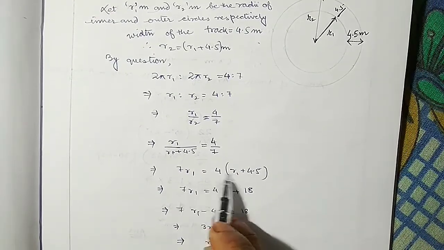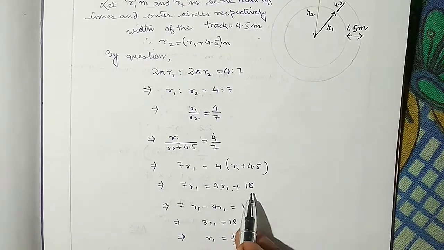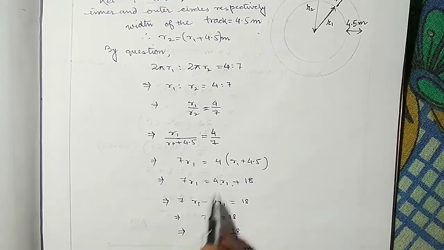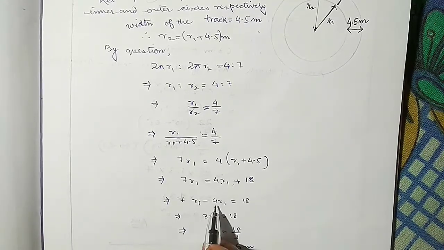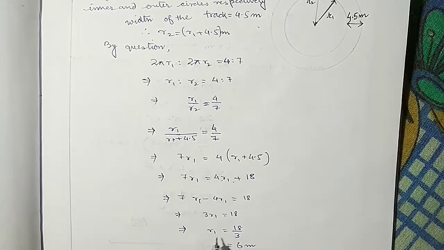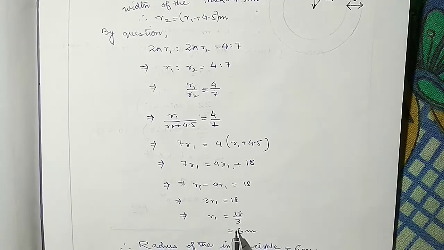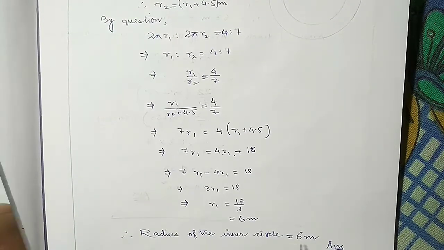7 R1 is 4 R1 plus 4 into 4.5, 18. So 7 R1 minus 4 R1 equals 18. 7 R1 minus 4 R1 will be 3 R1 is 18. Therefore R1 equals 18 by 3, and 18 by 3 is 6. Therefore radius of the inner circle is 6 meters.